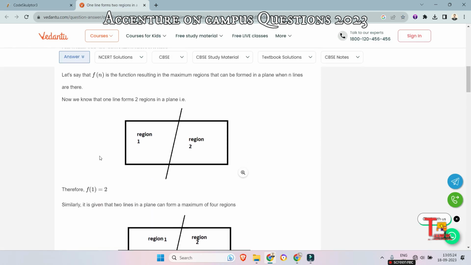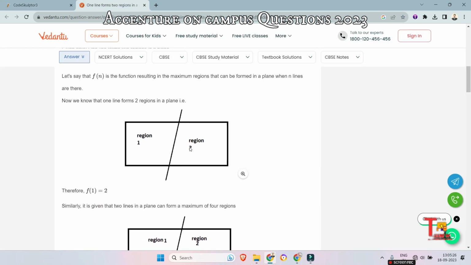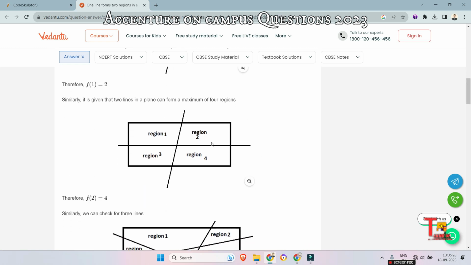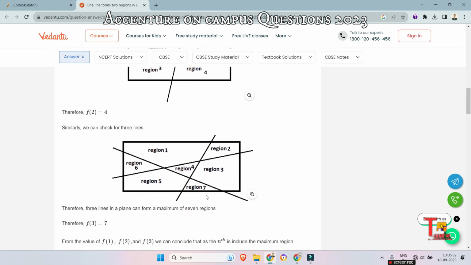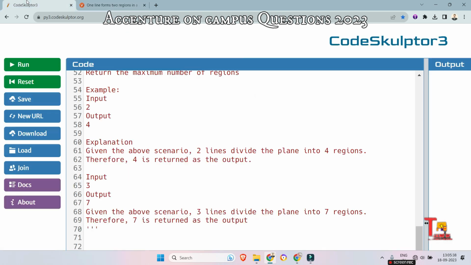So at first, look at this. If one line is drawn, then two regions can be formed, and if two lines are drawn, then 4 regions can be formed. And if we draw three lines, then we can form a total of 7 regions. So I hope you got it.